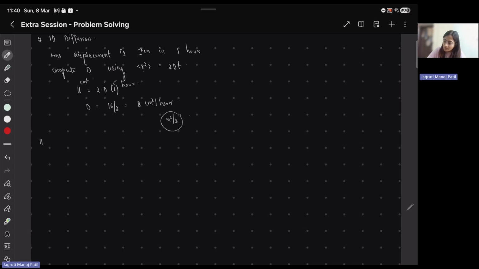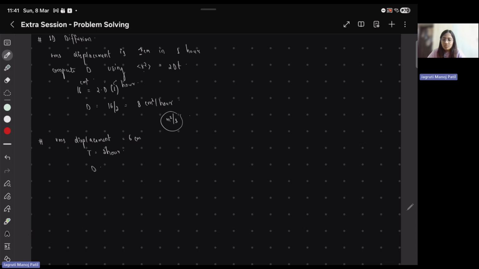Now, next question. What's the next question? So you are given the RMS displacement. So your x essentially is 6 centimeter. I know direct questions like this won't come, but this is just for you to practice the formula so that you can remember it and then compute the t.